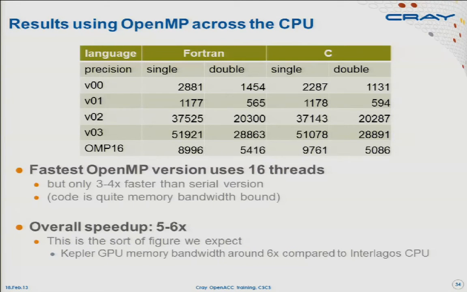If we do run the OpenMP version, so we can use all the cores of the CPU, what happens? Well, it does improve performance from there to there or there to there for C, but it doesn't improve it by anything like enough to catch up with the GPU. So with no kernel tuning in OpenACC, just using parallel loop and data regions, we are going about 5 to 6 times faster than a full CPU, which for a memory bandwidth bound code is kind of what we'd expect just from the memory bandwidth ratios.